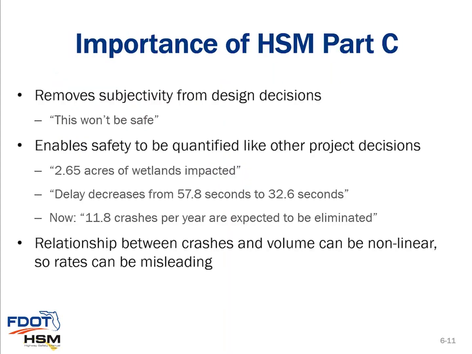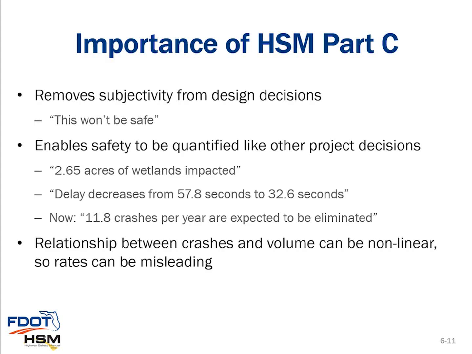Historically, we've had to speculate about safety instead of being able to quantify it. With the Highway Safety Manual, this really removes the subjectivity from design decisions. We don't have to make statements such as, this won't be safe any longer. We can actually use the Highway Safety Manual to quantify the safety decisions just like other project decisions. For years, we've been able to say things like 2.65 acres of wetlands are impacted, or delay decreases from X to Y using Highway Capacity Manual procedures. Now with the Highway Safety Manual, we can say 11.8 crashes per year are expected to be eliminated by making this improvement.